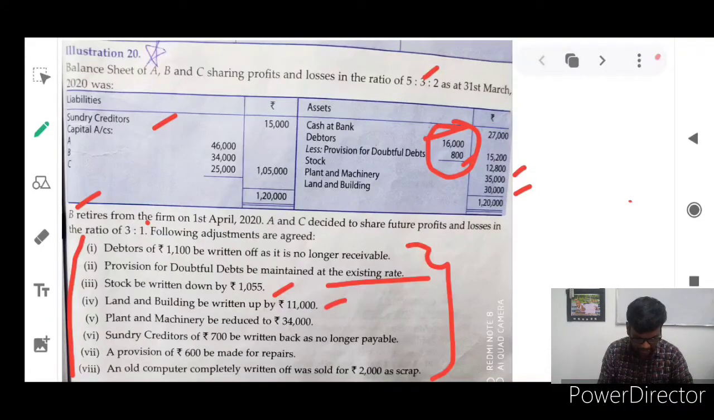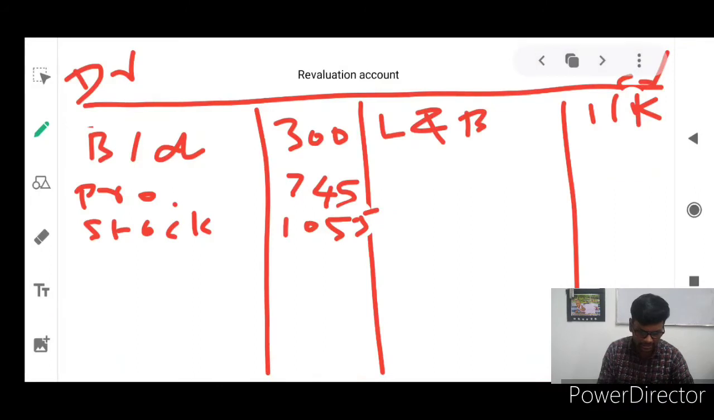So 11,000 rupees increased. The next one, what is the fifth one? Plant and machinery be reduced to 34,000. Already the plant and machinery available as per this information is 35,000, but now it is reduced to 34,000, which means 1,000 rupees decreased from the present value. Assets decreased means that should be entered on the debit side of the revaluation account. So what asset is it? Plant and machinery. Its value is decreased by 1,000 rupees, so 1K. Okay.